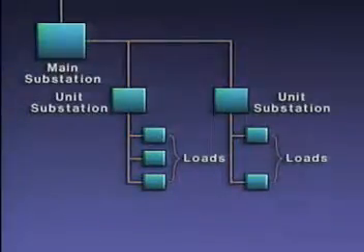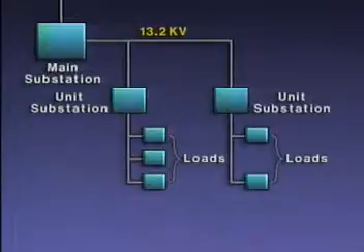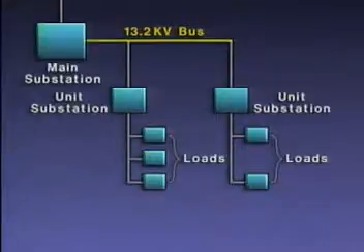In this system, the distribution voltage leaving the main substation is 13,200 volts, or 13.2 kV. kV stands for kilovolts, or thousands of volts. The part of the system that carries the 13.2 kV is called a bus. A bus distributes power in an electrical distribution system, and it operates at a specific voltage. The 13.2 kV bus feeds the two unit substations, which reduce the voltage to a level that's usable by the equipment being supplied.